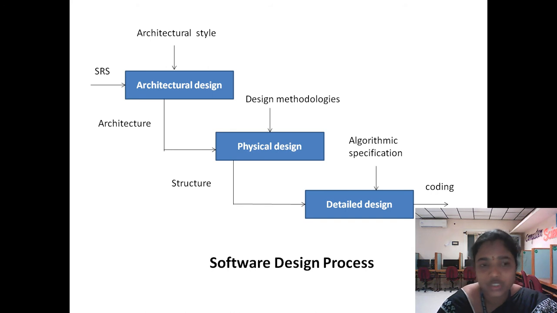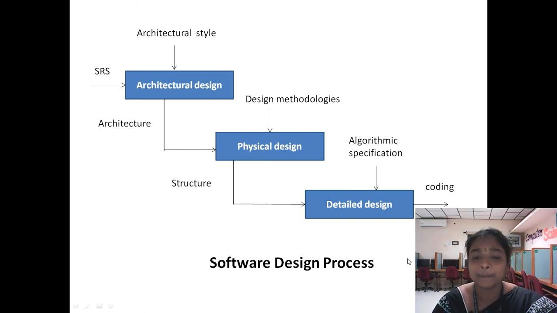And here, coming to the software design, there are so many design methodologies. With the help of those design methodologies, we will design the physical design, we will design the conceptual view of the software. For example, structured design, object oriented design, Jackson structured design. So some types of design methodologies are there. With the help of those design methodologies, we are going to design the physical design of the system.